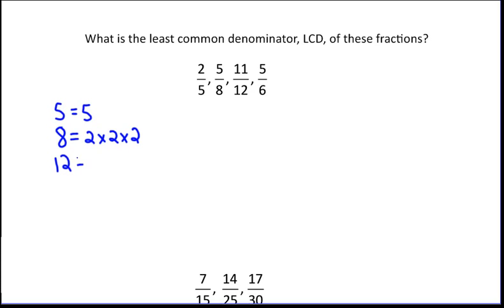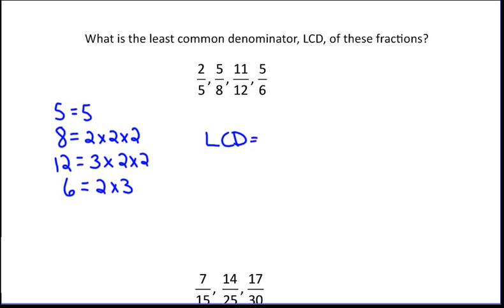12 is 3 times 4, and 4 can be written as 2 times 2. And 6 is 2 times 3. So now I have all of those denominators written as the multiplication of the prime factors. Now let's see if we can find out the least number that contains all of them.